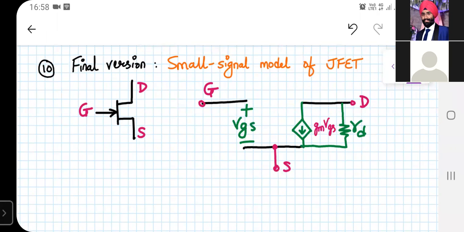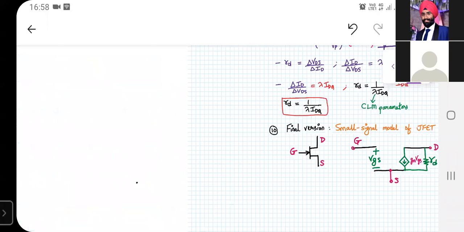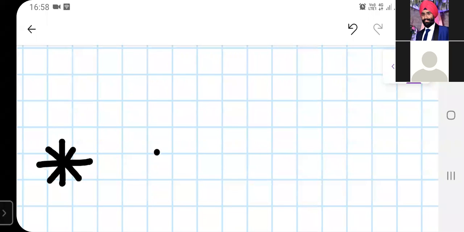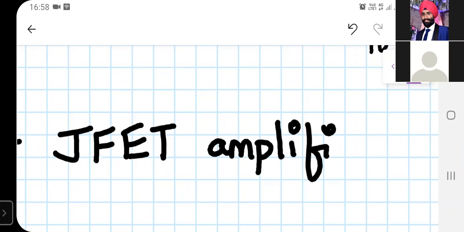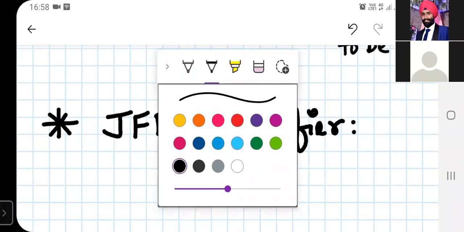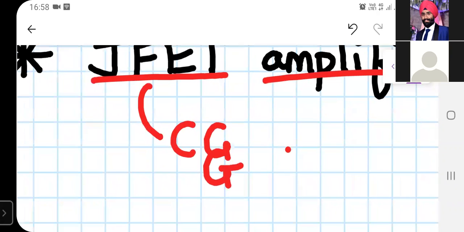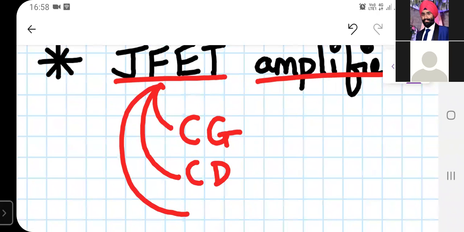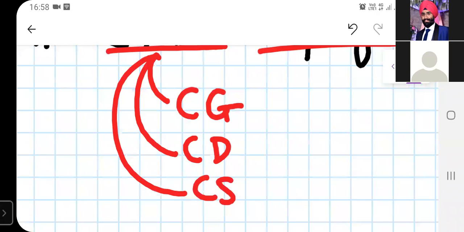Okay, now let us start building. You all can also write it along with me. Let us start building your JFET amplifier. Let me write the topic here: JFET amplifier. इसके तीन प्रकार हैं depending upon the configuration. You can have three types of JFET amplifiers: common gate, common drain, and common source. In the interest of time, we are only going to discuss the common source amplifier.